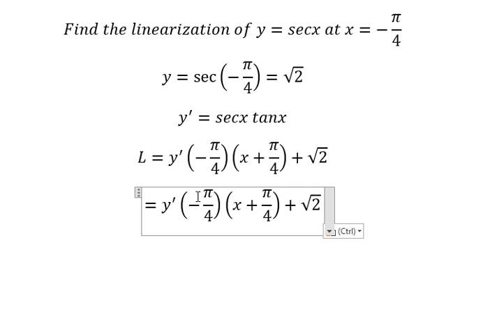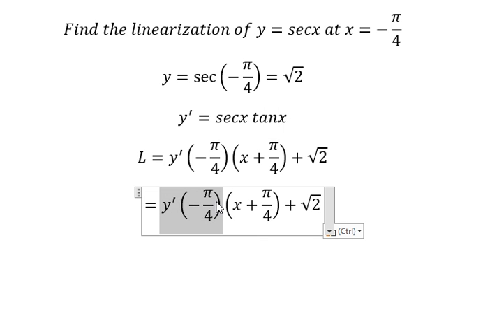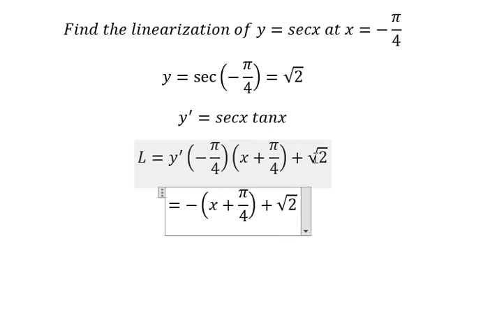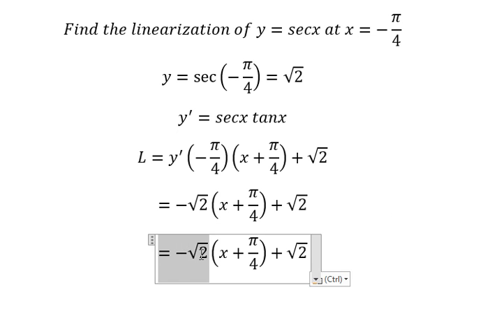Now, I will put negative pi over 4 here and here. So we have the answer for this one. That is negative the square root of 2. Now, I will put this one multiplied by x plus pi over 4.